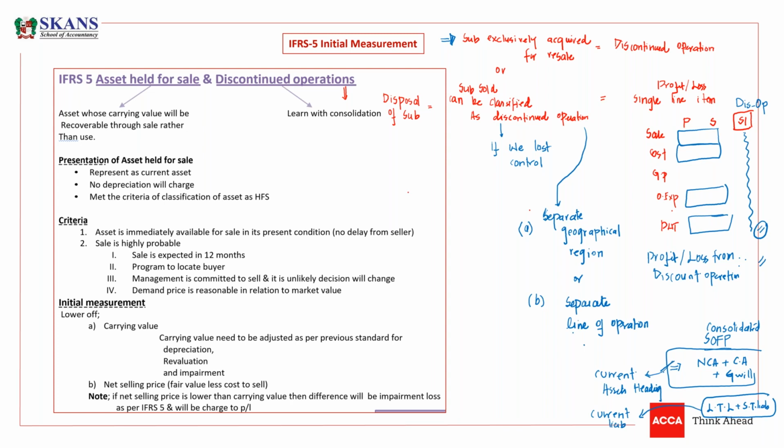If there is a subsidiary exclusively acquired for resale and classified as a discontinued operation, but the subsidiary has been sold, obviously we will not consolidate its balance sheet because we have lost control. We are not going to consolidate the SOFP, but yes, we have to consolidate the P&L even if the subsidiary has been disposed. Because if we have disposed of the subsidiary after 6 months, we need to consolidate 6 months of the subsidiary's income statement.